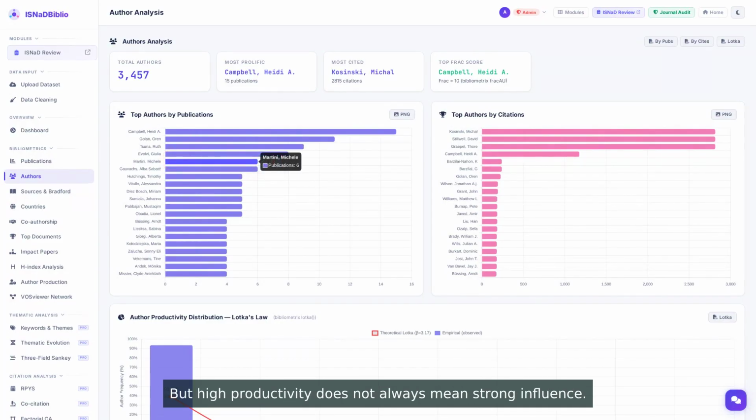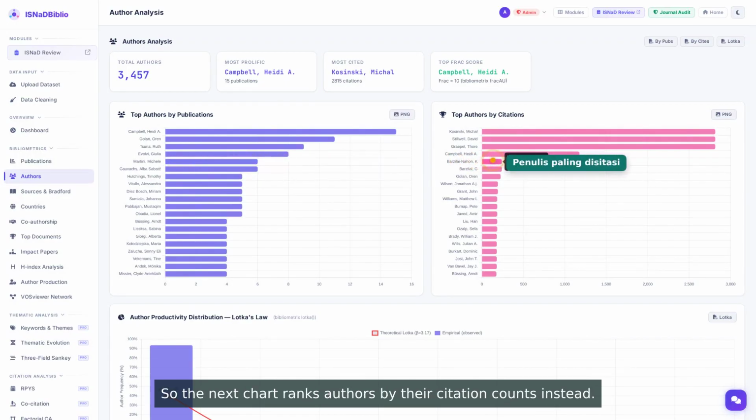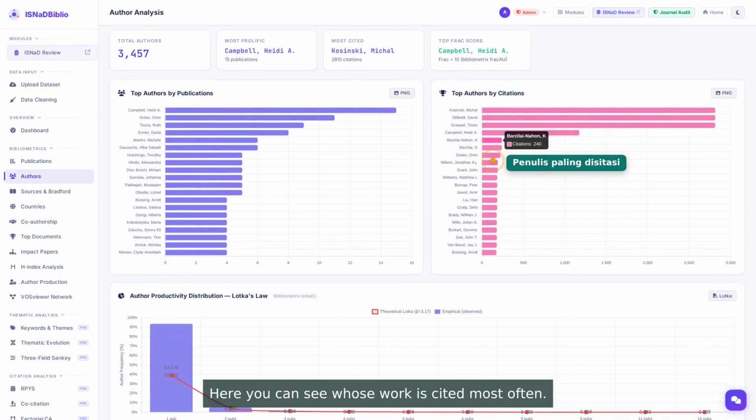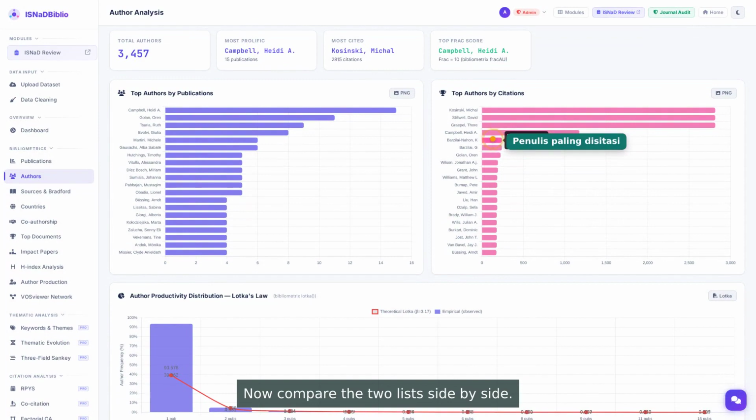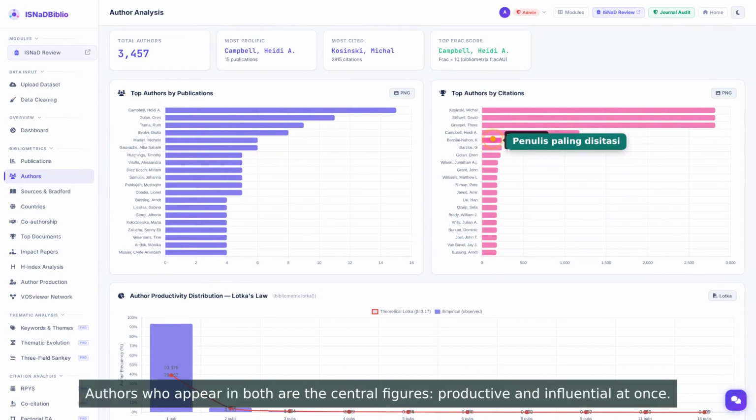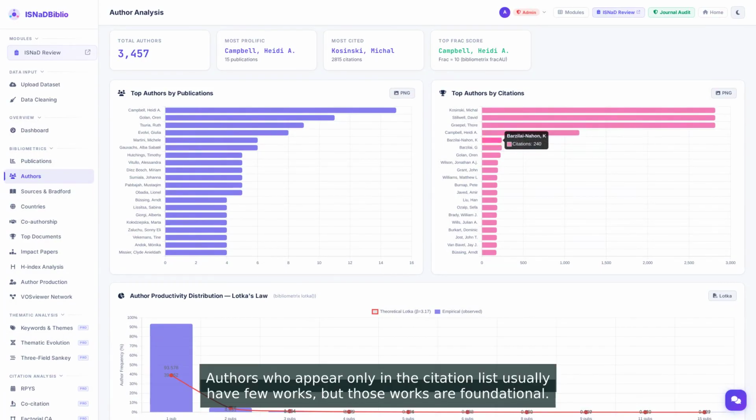But high productivity does not always mean strong influence. So the next chart ranks authors by their citation counts instead. Here you can see whose work is cited most often. Now compare the two lists side by side. Authors who appear in both are the central figures, productive and influential at once. Authors who appear only in the citation list usually have few works, but those works are foundational.